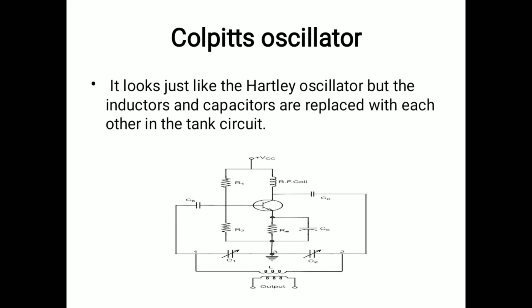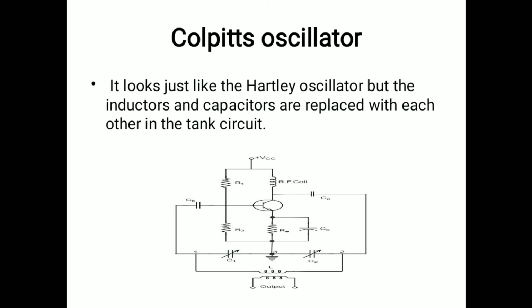The third type of LC tuned oscillator is the Colpitts oscillator. It is very similar to the Hartley oscillator; the difference is in the circuit. In the Hartley oscillator we were using L1 and L2, but here we are using C1 and C2. And where the Hartley oscillator used C, here we are using L. So the position of L and C is interchanged in the Colpitts oscillator.